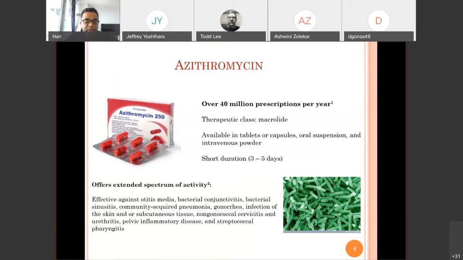Again, most antibiotics are used for 7, 10, or 14 days, whereas azithromycin was very effective in treating these infections in a short amount of time. I'm not going to go through the bacterial infections azithromycin treats individually, but just know it's a broad spectrum antibiotic. It treats a variety of indications, so not just upper respiratory, but other infections within the body. So it's a very, very effective treatment against bacterial infections.